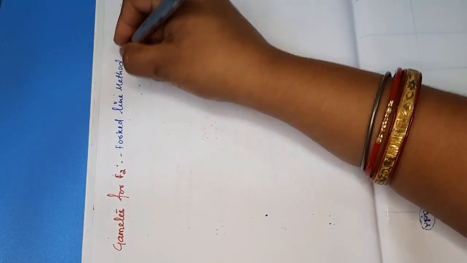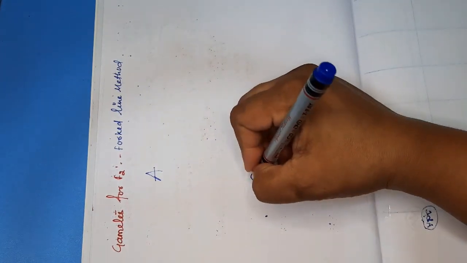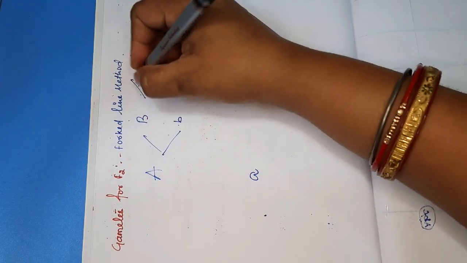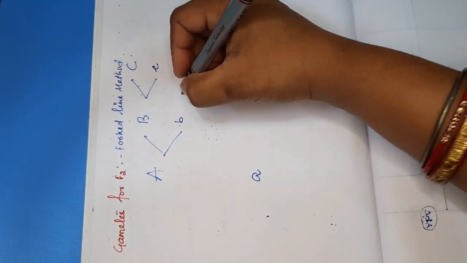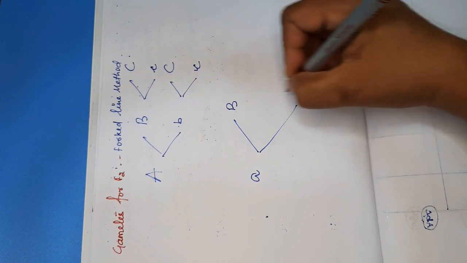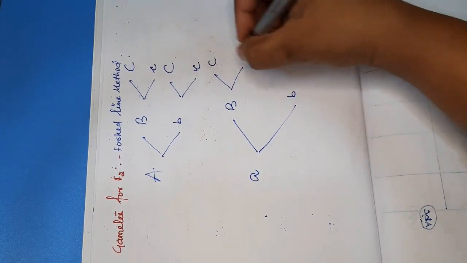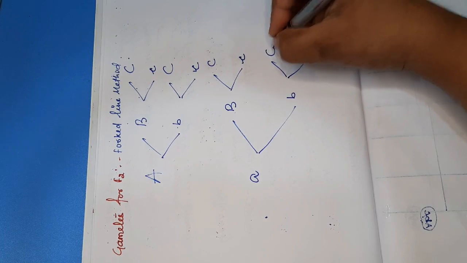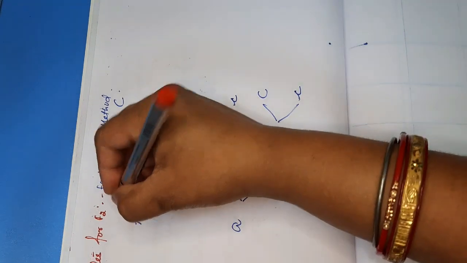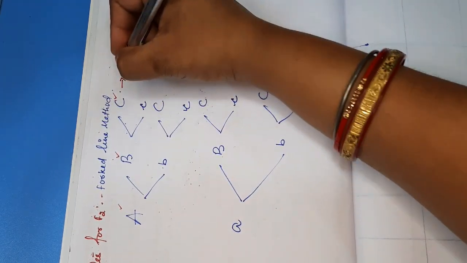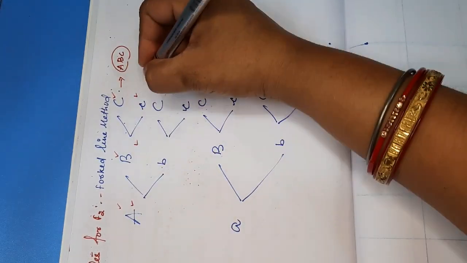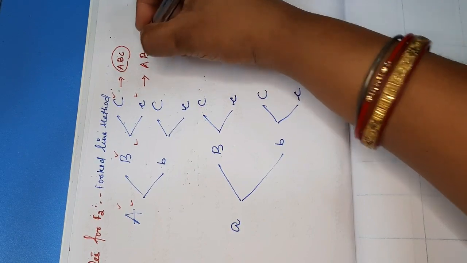So let us use the forked line method to determine this. Write capital A and small a separated from each other, make it forked for capital B, small b, and individually forked for capital C, small c. Here also make it forked for capital B, small b, and individually forked for capital C, small c. Here also capital C, small c. Now it will be easier for you to make the combinations of the gametes. So this gamete will be capital A, B, C. This will be capital A, capital B, small c.